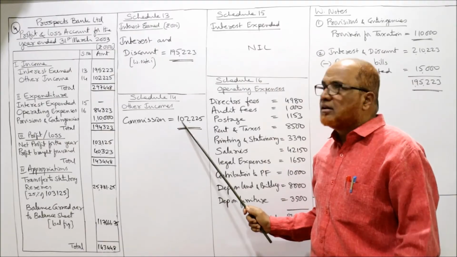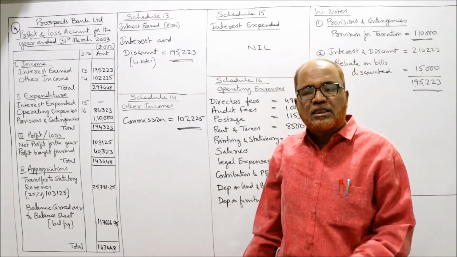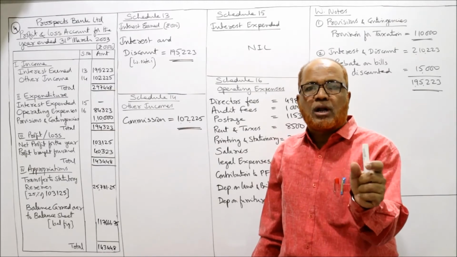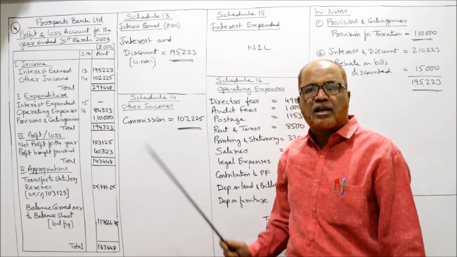No adjustment, nothing. Schedule number 15, interest expended. There is nothing given. Interest paid on deposits or interest paid on borrowings, nothing is there, nil.